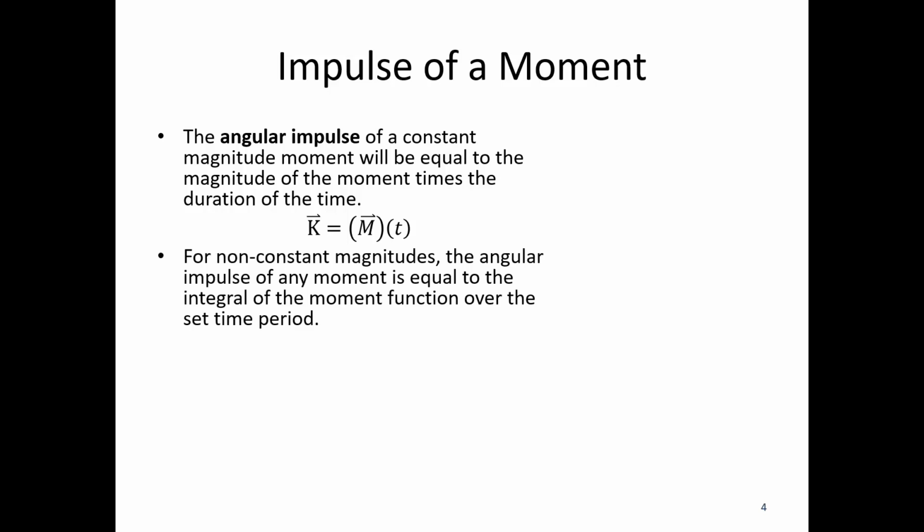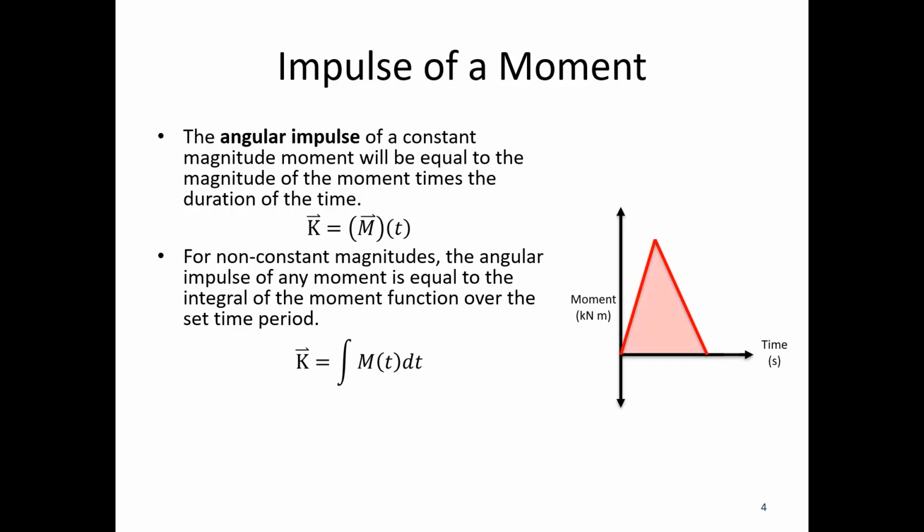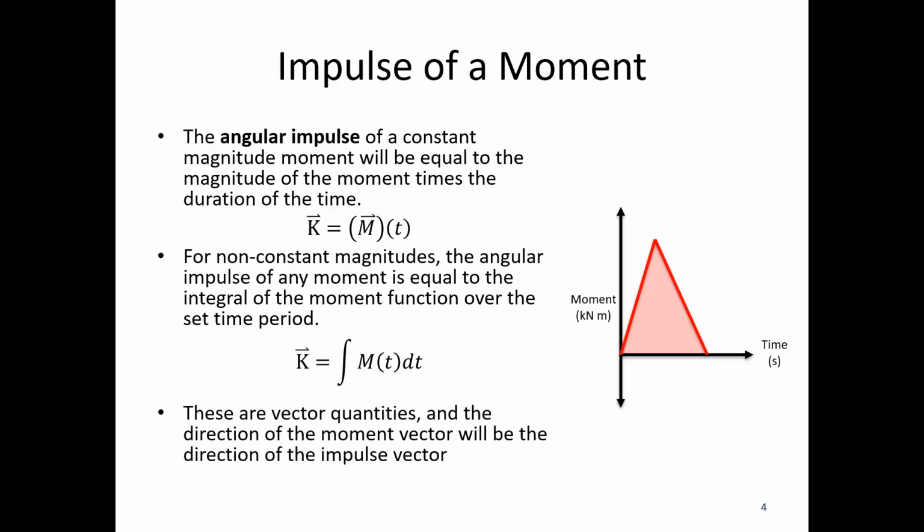And so when we have a non-constant magnitude, the angular impulse of any moment is equal to the integral of the moment function over the set period of time. So if we've got some function M of t, we integrate or find the area under the curve for that function, and the area under the curve is the magnitude of our angular impulse. Again, these are vector quantities. The direction of the moment vector is going to be the direction of the impulse vector in this case. So for rigid bodies, we've got linear impulses, which before we just called impulses, and angular impulses, which is the impulse due to a moment.